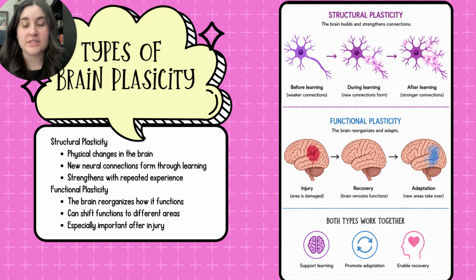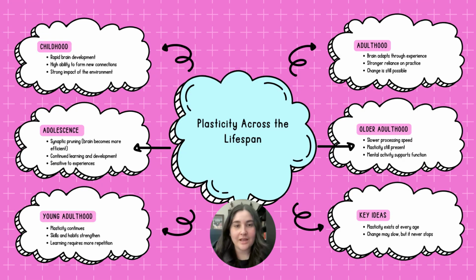By shifting functions to different areas, as we see here in the diagram, structural plasticity is shown as the brain forming and strengthening connections over time, from weaker connections before learning to stronger connections after repeated practice. Functional plasticity is shown in how the brain can adapt after injury, where different areas begin to take over functions that were lost. Together, both types highlight how adaptable the brain is and how it supports learning, recovery, and overall development.